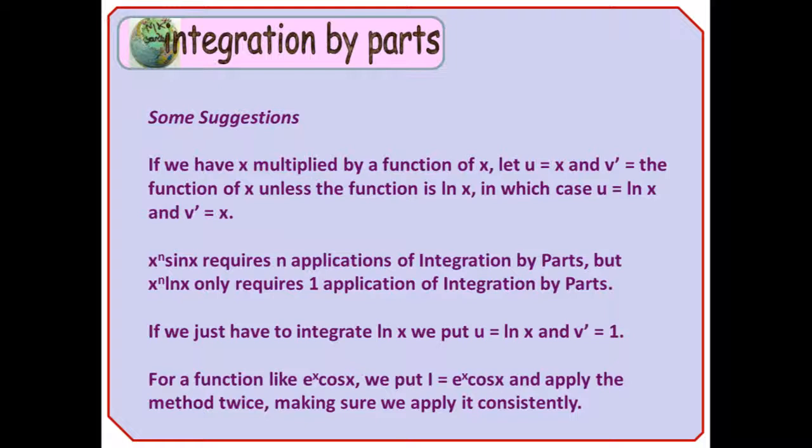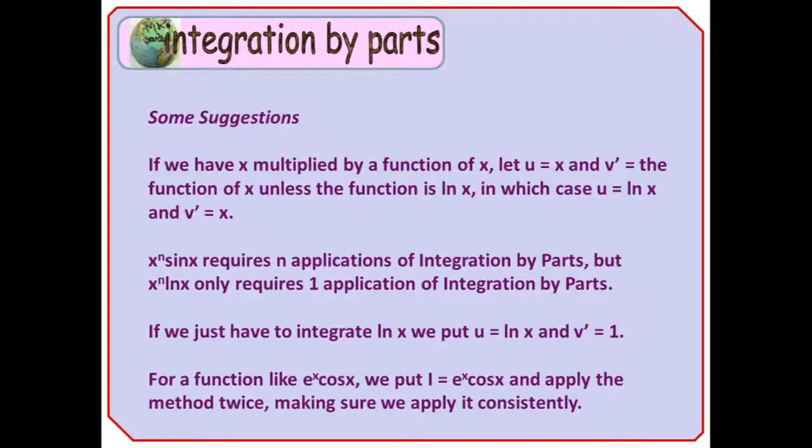Suggestion number 2. If we just have to integrate ln x, we put u equal ln x and v dash equal 1. And suggestion number 3. For a function like e to the x cos x, we put I equals e to the x cos x and apply the method twice, making sure we apply it consistently. That's enough suggestions, let's get cracking. We've got 5 splendid examples. I'll see you at the other end.